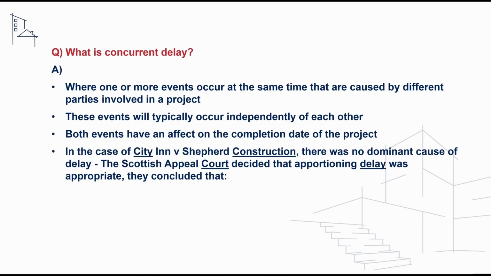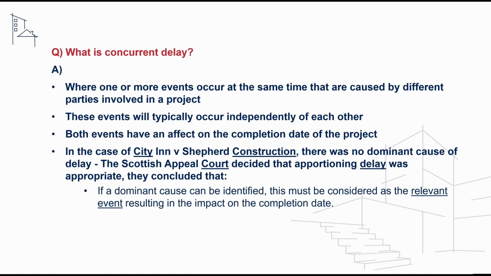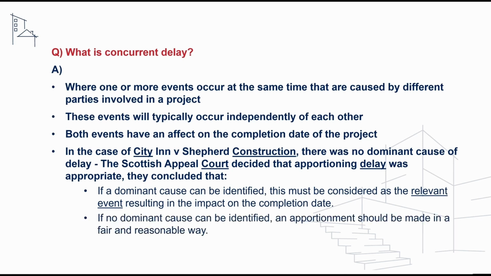In the case of City Inn versus Shepherd Construction, the Scottish Court of Appeal decided that apportioning delay was appropriate as there was no dominant cause, and they concluded that if a dominant cause can be identified, this must be considered as a relevant event resulting in the impact on the completion date. However, if no dominant cause can be identified, an apportionment should be made in a fair and reasonable way.